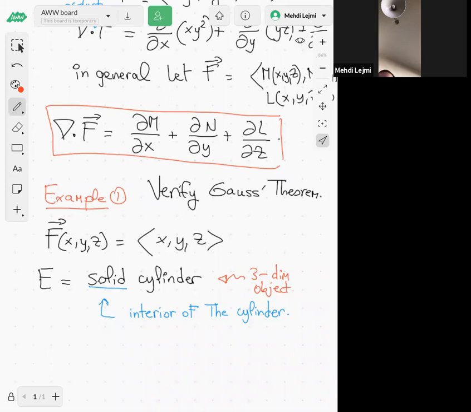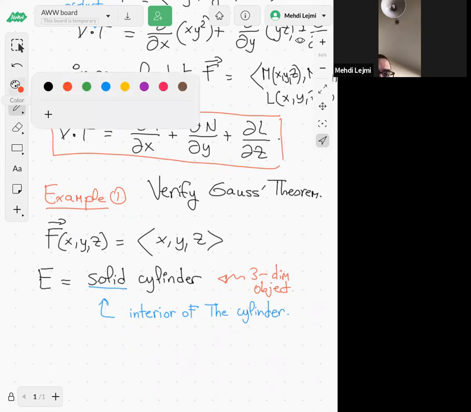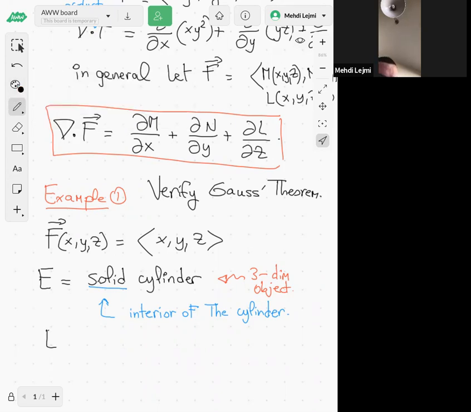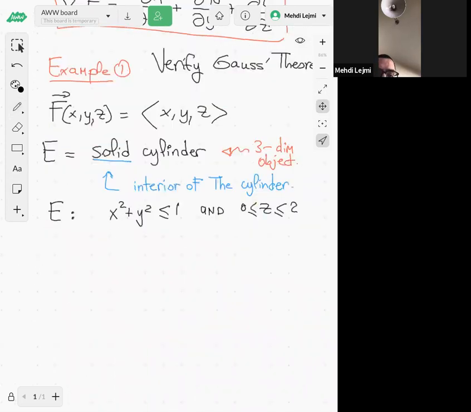So let's say the solid cylinder. So E would be x squared plus y squared less or equal to 1, and z between 0 and 2. Okay. So if you want to graph this E, what will this E be?